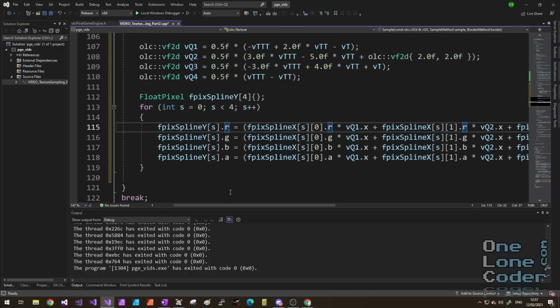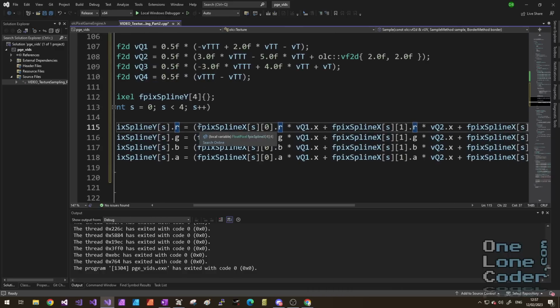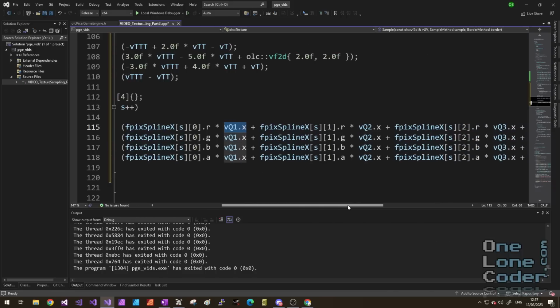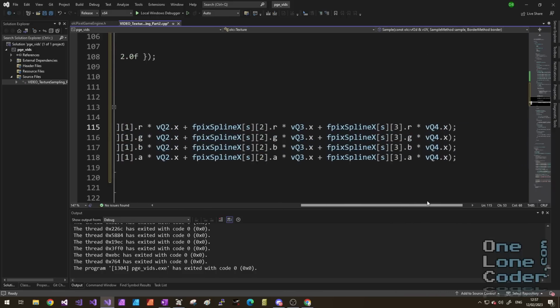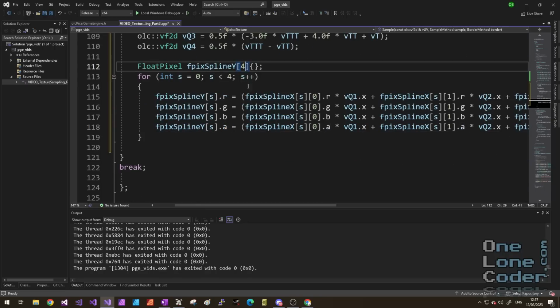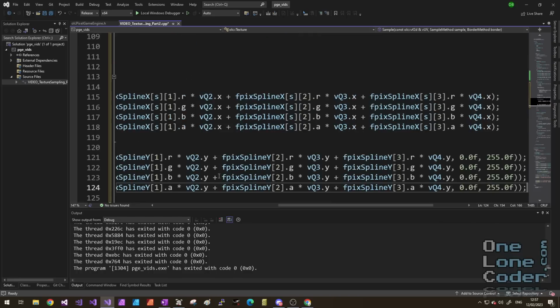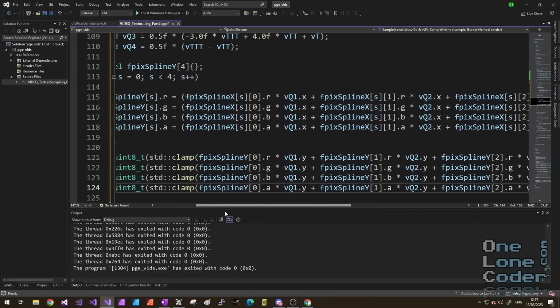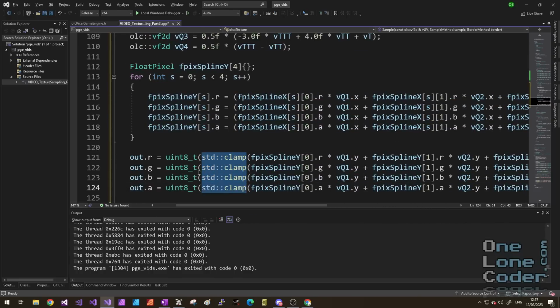For the 4 cubic splines that I now need to compute, I've simply got P1 multiplied by Q1, P2 and Q2, P3 and Q3, and P4 and Q4. It looks like a lot more because I have to do this for every single colour component of the pixel value. This has finally given me 4 control points along the y-axis with which I can compute one last cubic spline. I'm going to clamp the range of it and convert it back to an unsigned integer between 0 and 255 to give me my complete output pixel.